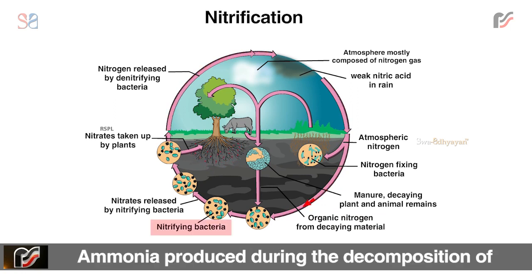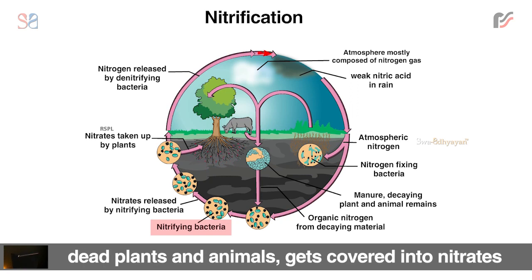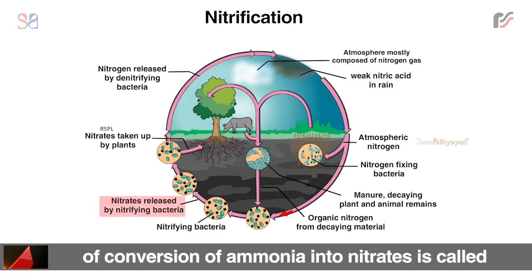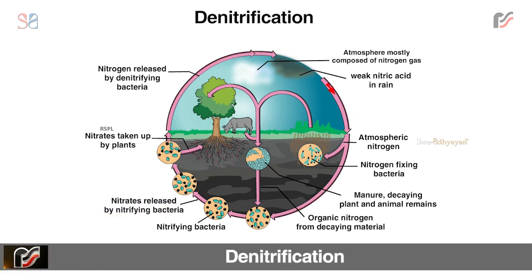Nitrification. Ammonia produced during the decomposition of dead plants and animals gets converted into nitrates in the presence of nitrifying bacteria. This process of conversion of ammonia into nitrates is called nitrification.